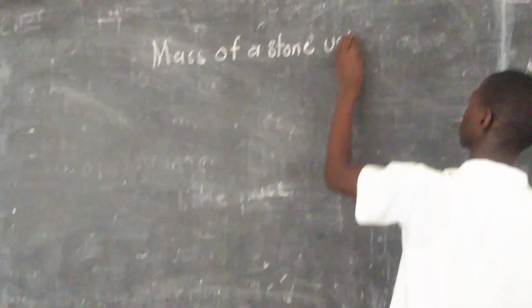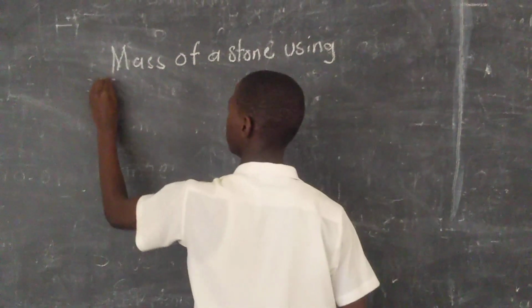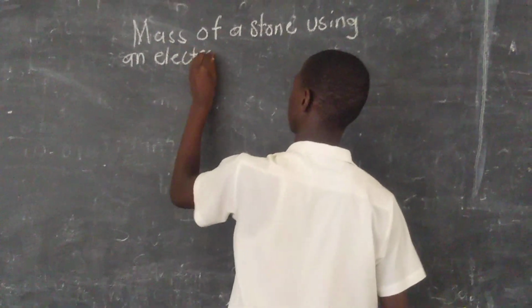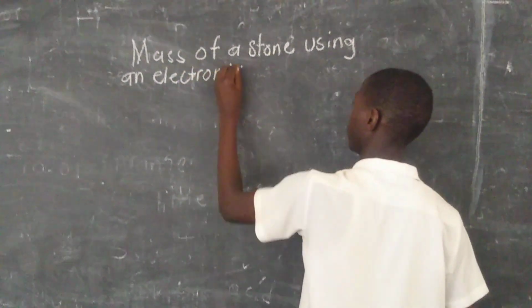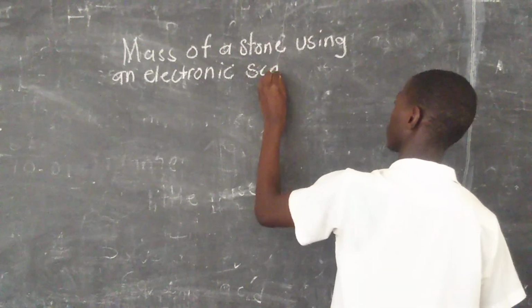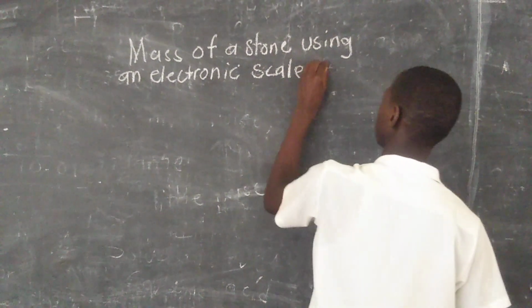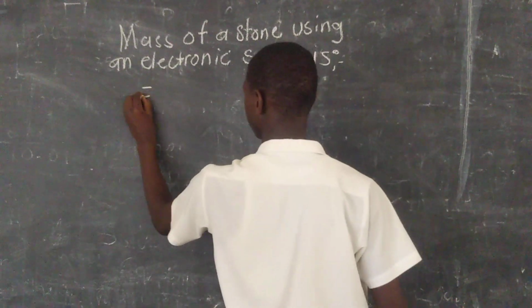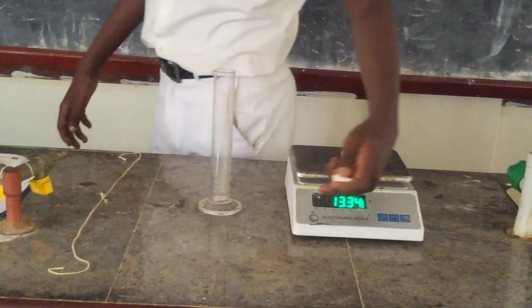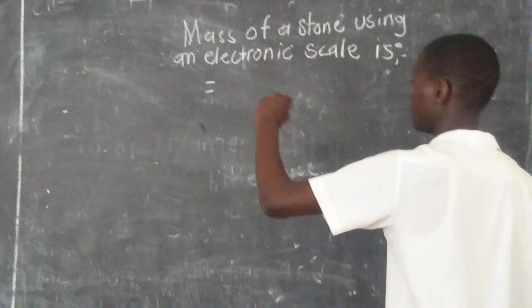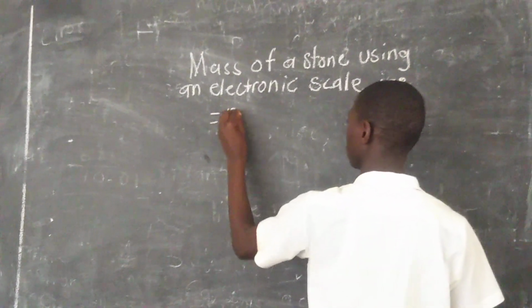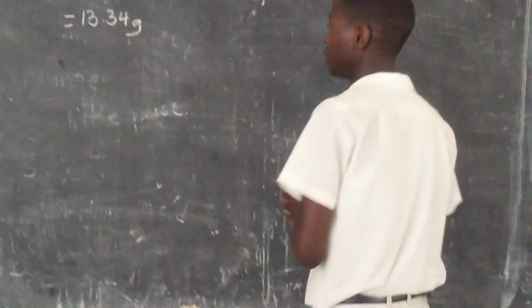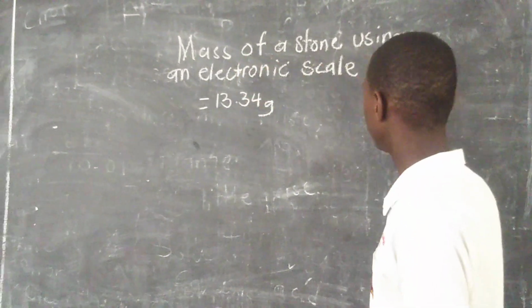using an electronic scale is, meaning after using the electronic scale, the mass that we are given is 13.34 grams. So this is our mass using the electronic scale.